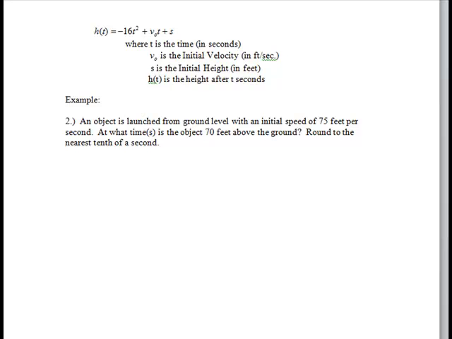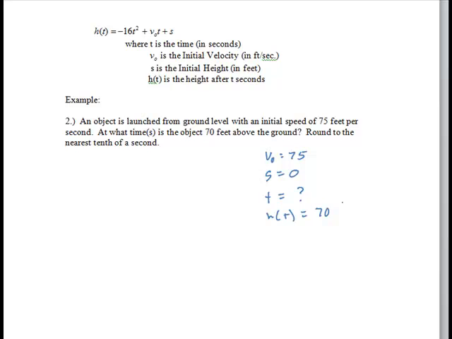So read the problem, example 2. We should all be able to easily recognize this as a projectile motion problem. What we know is that the initial velocity is 75 feet per second. We know it's launched from the ground, so the initial height is simply 0. It's asking for time, so that's what we're solving for, t, which means we have to substitute something in for h of t, the height after a certain amount of time, and that's exactly what we're asked to find. How long will it take for the object to reach 70 feet?